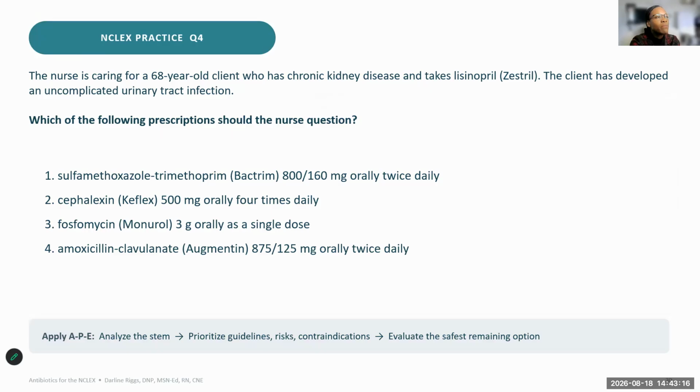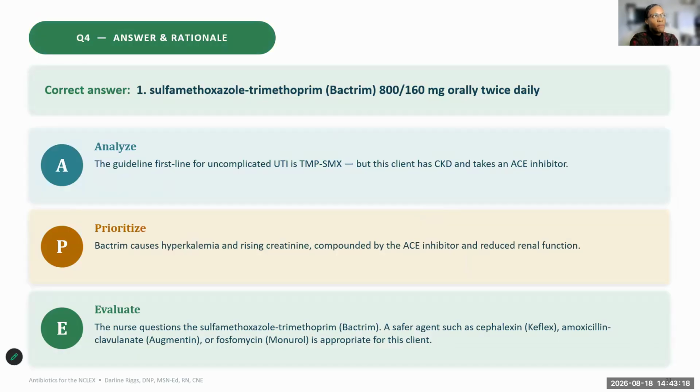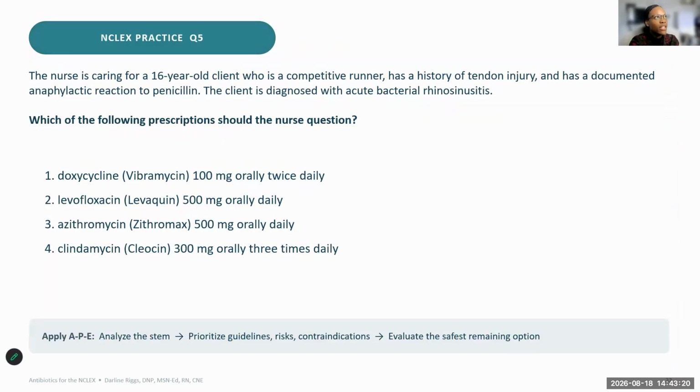Let's see what else crossed my mind. Okay, so let's try one more, and then I'll just remind you of some things. All right, the nurse is caring for a 16-year-old client who is a competitive runner, has a history of tendon injury, right? A true question. This is such an awesome NCLEX-style question. I'm not telling you that just because.